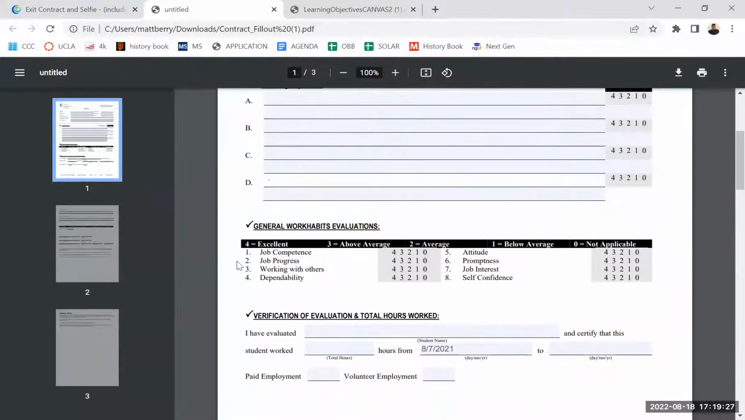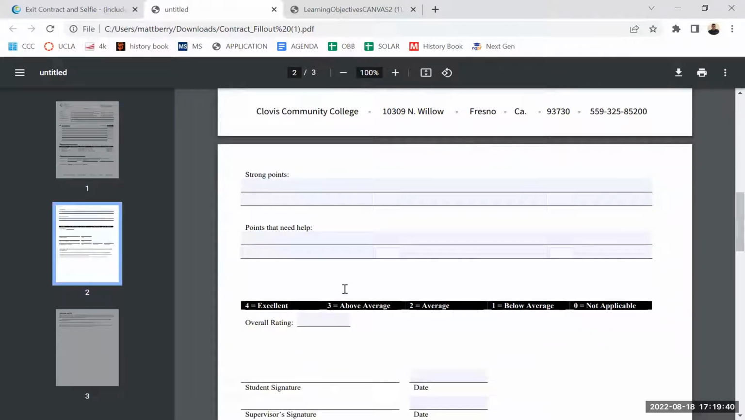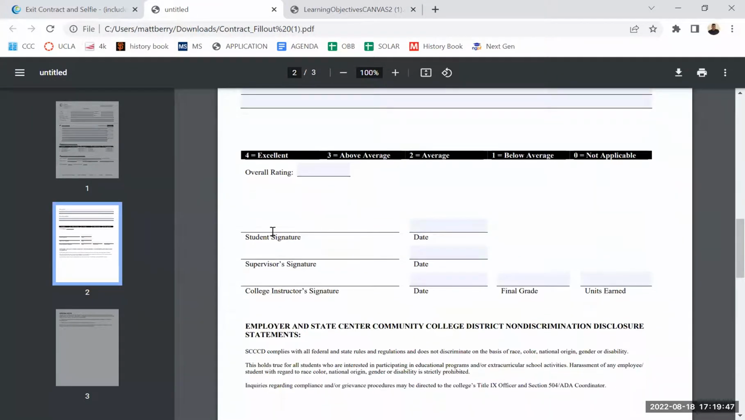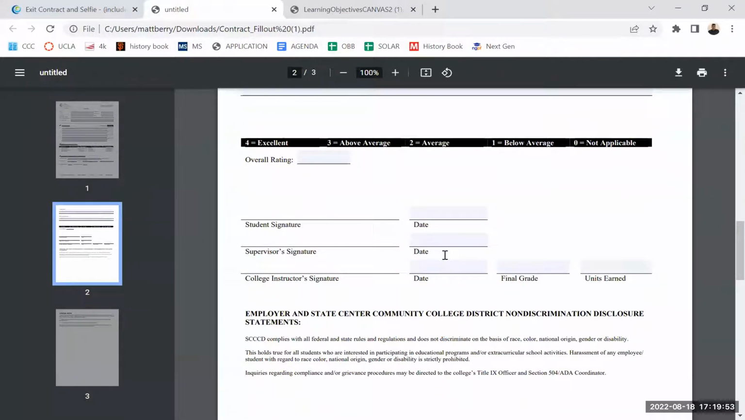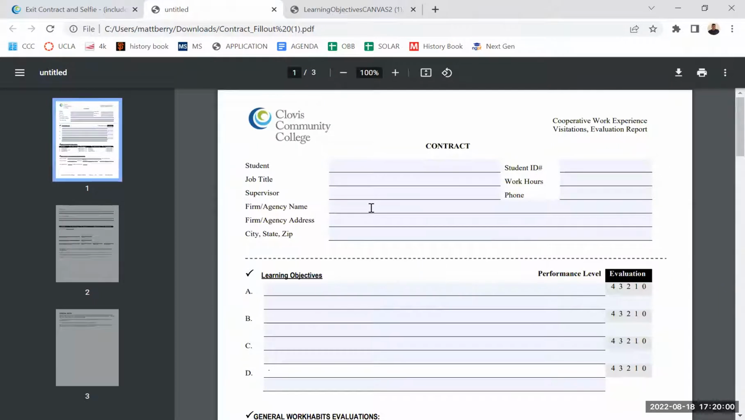They'll come down here and they'll evaluate you in your general work habits. Okay, job competence, progress, working with others. And then they'll give you some strong points and they'll give you some points that need help. Okay, and sometimes one or both of these end up being blank. It all depends on whatever your supervisor fills out. You sign it and date it, your supervisor signs it and dates it, and then you submit that to us through Canvas. And we'll take care of this bottom part after you submit it to us. So that's step 1.